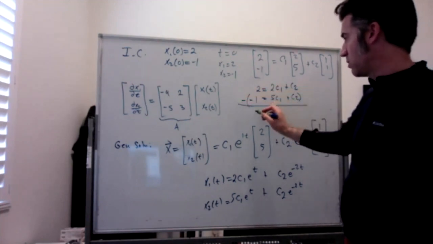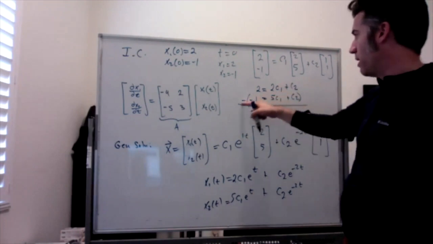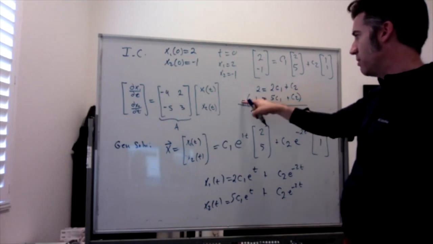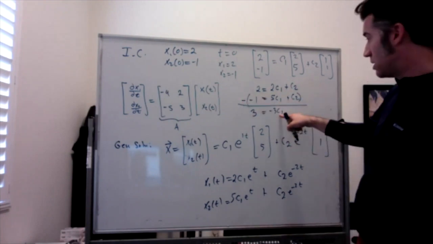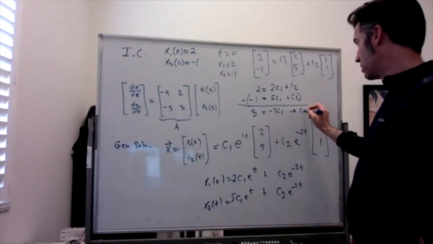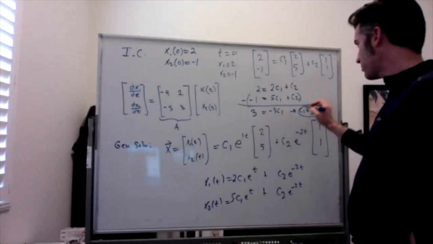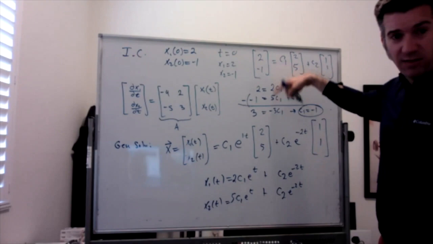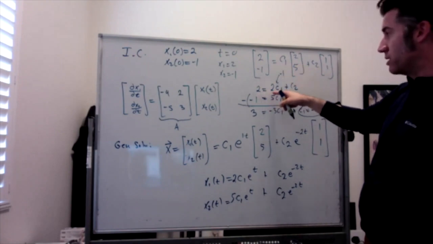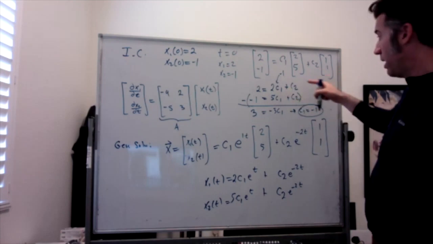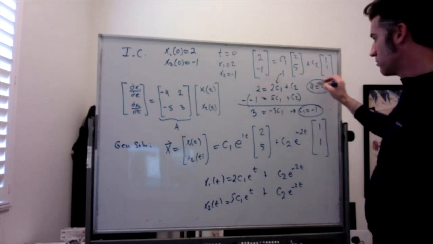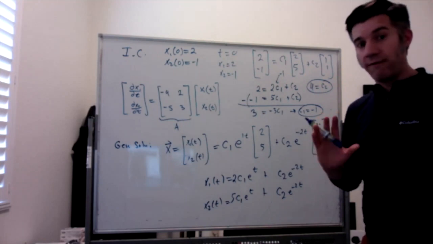2 minus negative 1 is 3. 2 minus 5 is negative 3c1. And c2 minus c2 is 0. So c1 is equal to 3 divided by negative 3, so c1 equals negative 1. And then plugging it back into either equation, let's plug it back in right there. That's going to be 2 equals negative 2 plus c2. Adding 2, you're going to get 4 equal to c2.